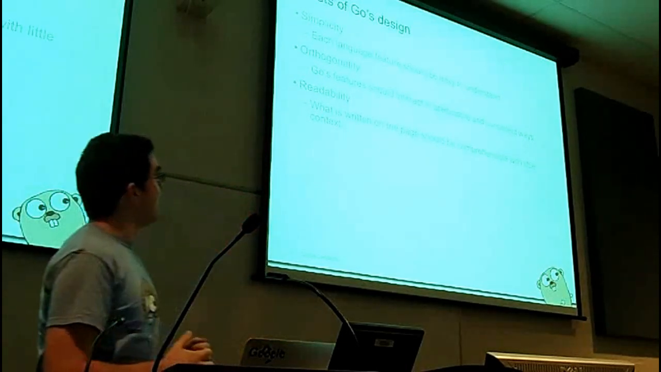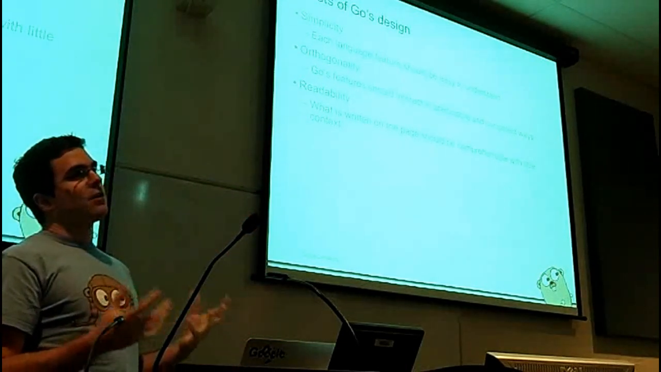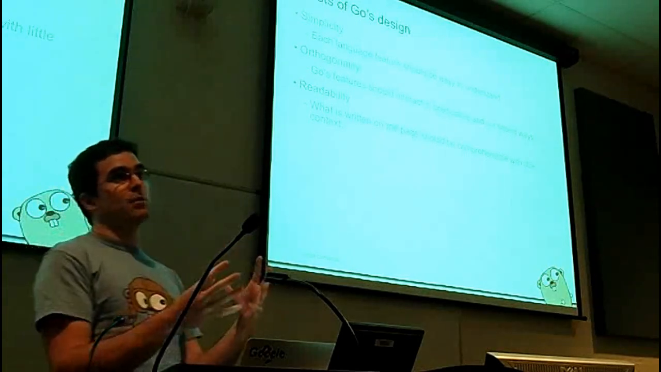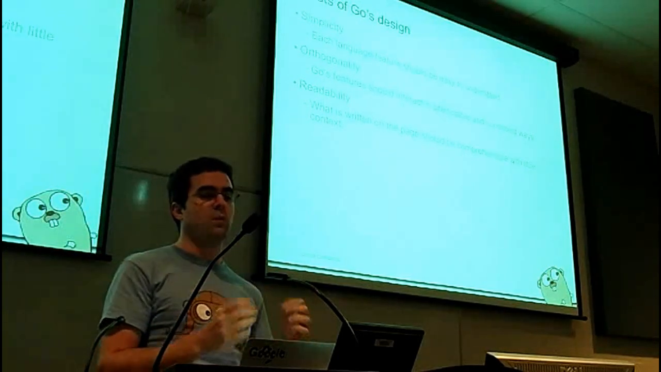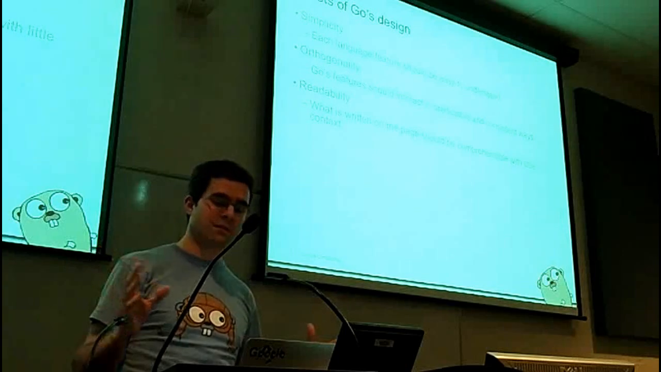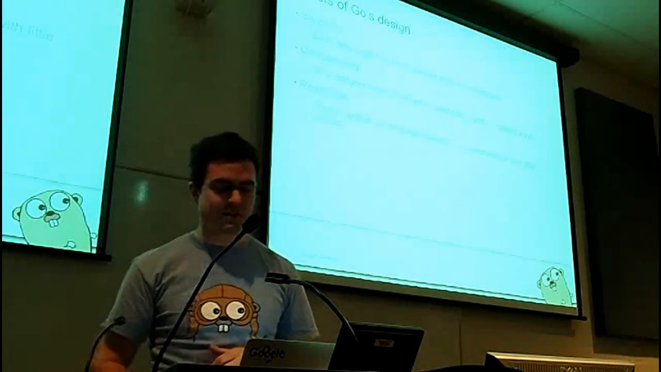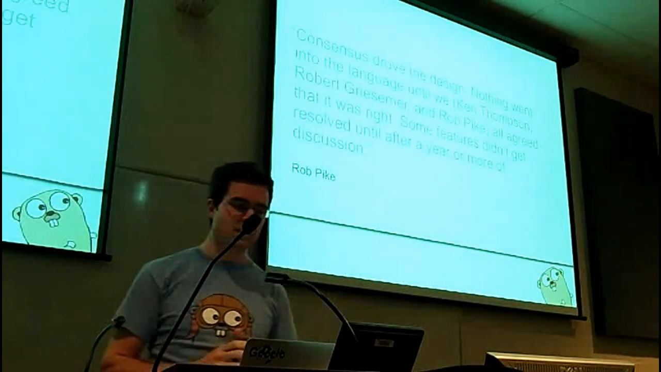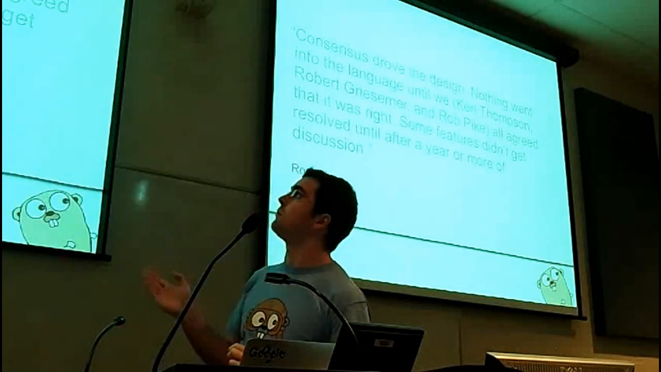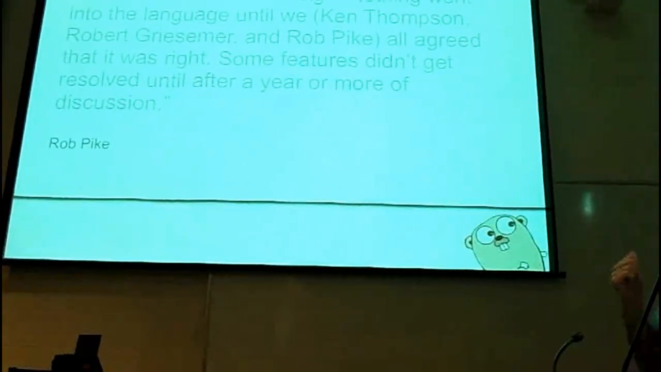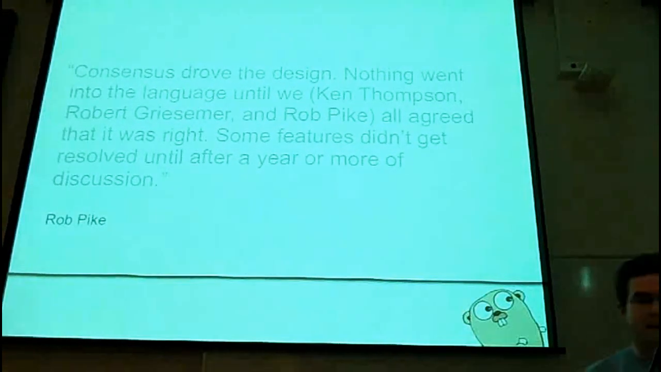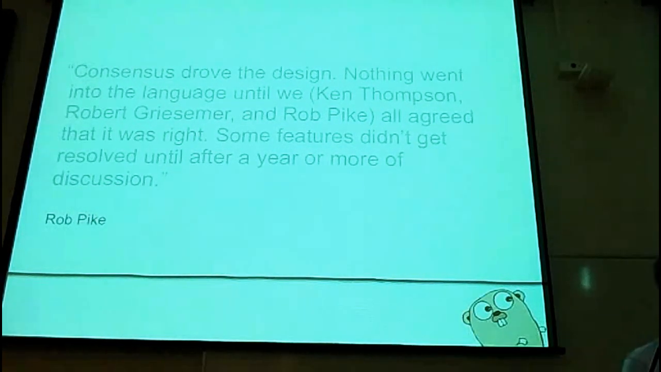So in theory, when reading Go code, you should be able to understand exactly what is happening without needing a whole lot of extra context, which is surprisingly not true of a lot of languages. So here's a quote from Rob Pike. He said, "The consensus drove the design. Nothing went into the language until we all agreed that it was right. And some features didn't get resolved until after a year or more of discussion."